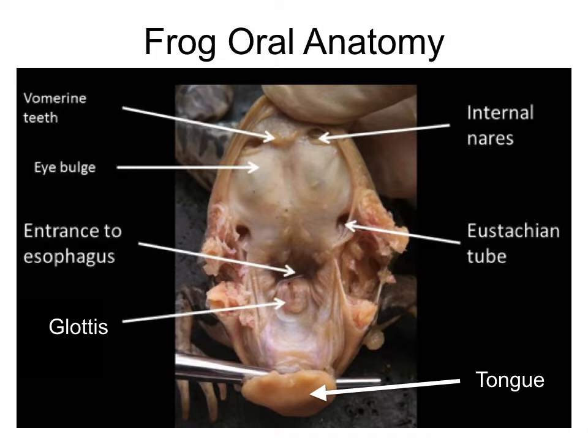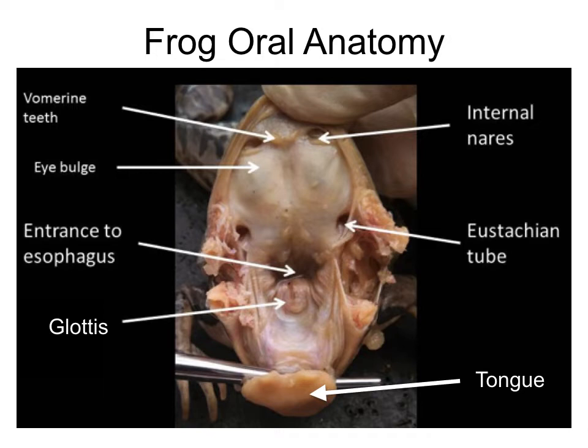All right, just below the internal nares, you can see a bulge from the eyes. There's a video that you should watch posted to the assignment of frogs feeding. One of the strange things about how they do this is that when they go to swallow things, they kind of have to push their eyes down into their mouth to help get the food item swallowed. So you can see the eye bulge there.